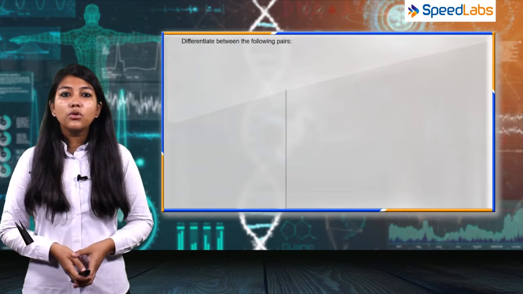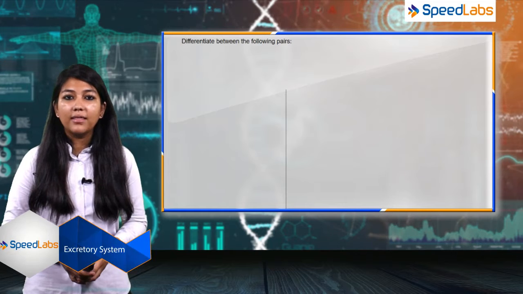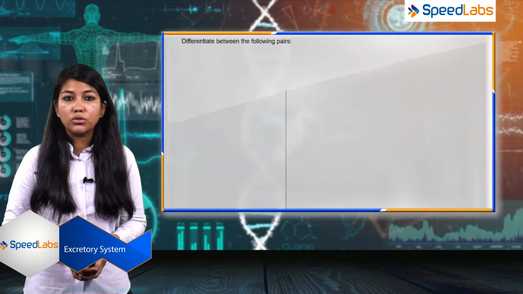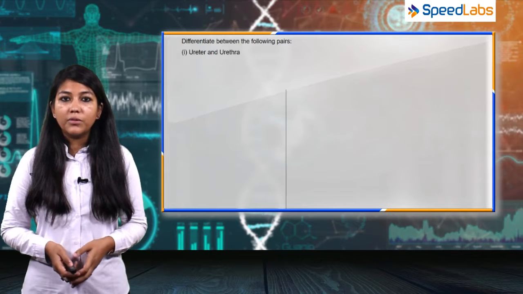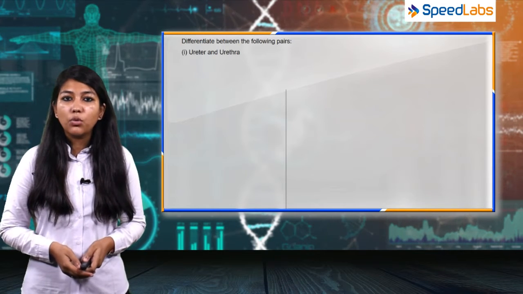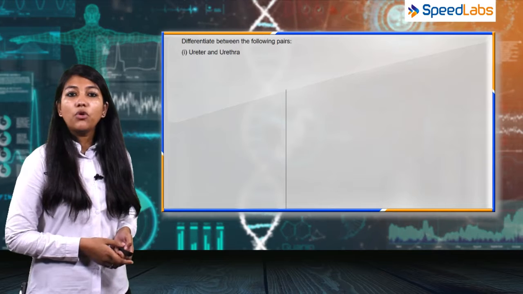Hello everyone, so we are going to begin with another important chapter of ICSE 10th, that is the excretory system. So again we are going to discuss 10 important questions from this chapter. So starting with the first question is differentiate between the following parts.